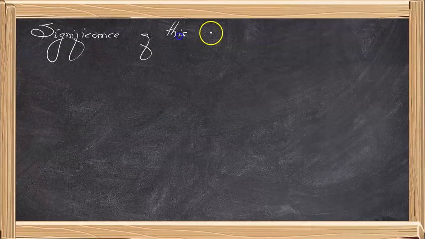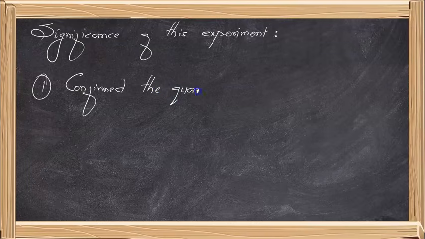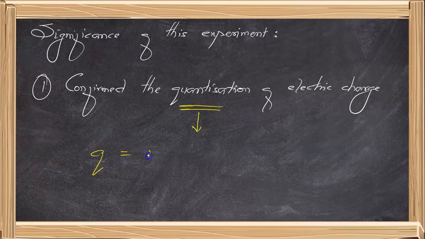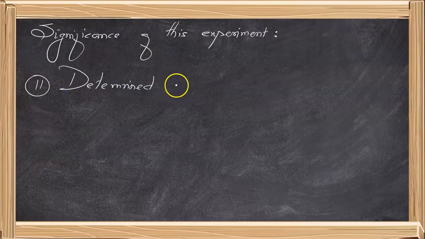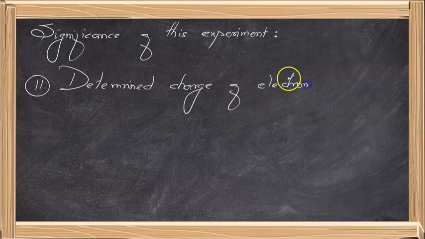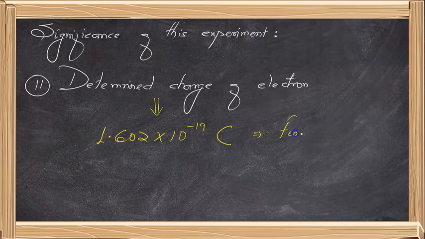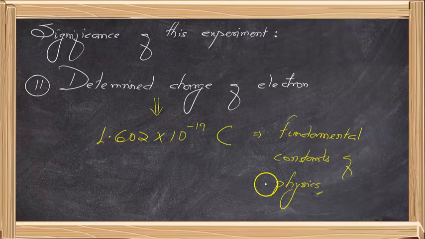Now let us quickly summarize the significance of this oil drop experiment. First, it confirmed that electronic charges are quantized in nature. So the charges are not just any random values. Rather, they are integral multiples of the charge on one electron, and hence they can be called discrete packets. Most importantly, this experiment helps us in determining the charge of an electron. Today, this electronic charge is one of the most fundamental constants of physics and extensively used in various calculations.